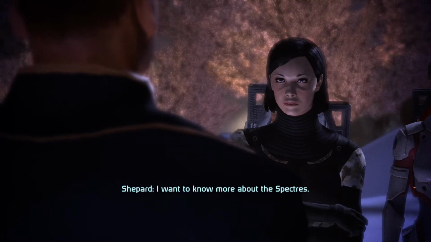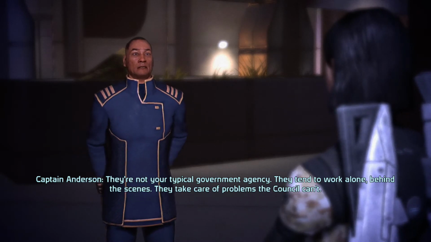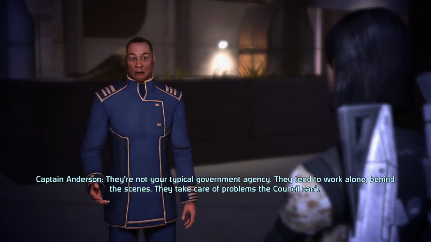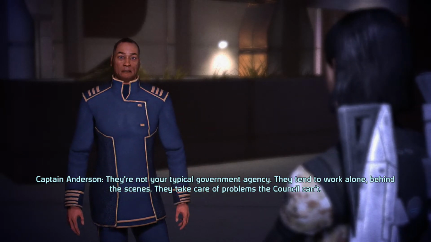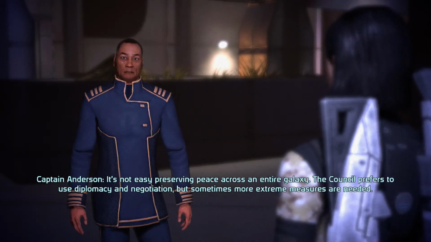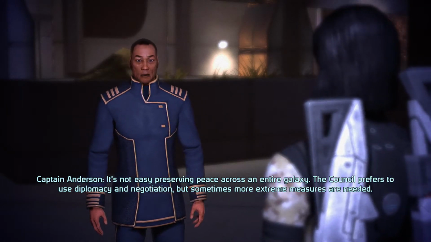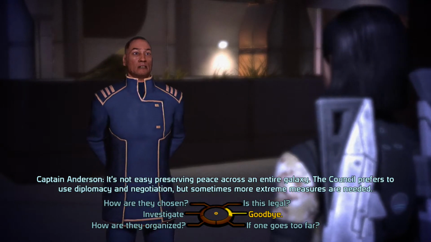I want to know more about the Spectres. They're not your typical government agency. They tend to work alone, behind the scenes. They take care of problems the Council can't. It's not easy preserving peace across an entire galaxy. The Council prefers to use diplomacy and negotiation. But sometimes more extreme measures are needed.